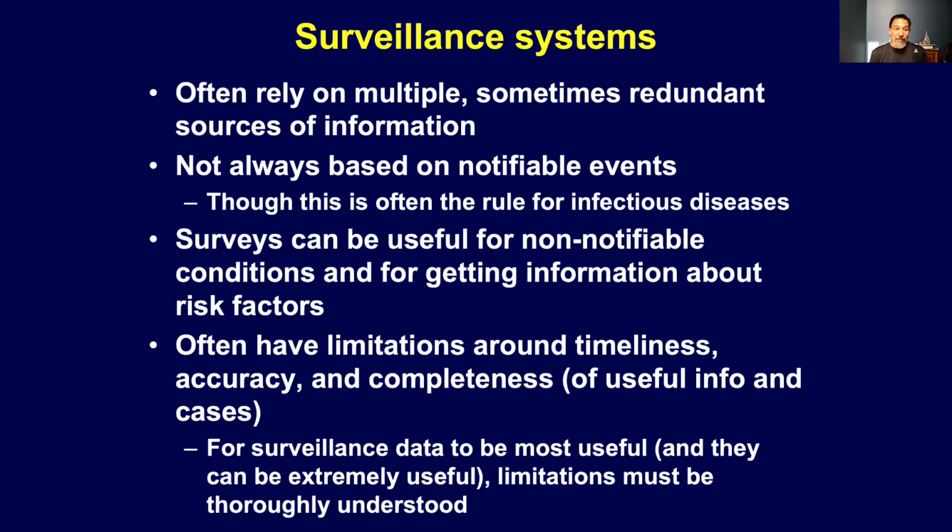But surveillance systems often have limitations around things like timeliness and completeness and accuracy. And so for these surveillance systems to be most useful, and they really can be mission critical and extremely useful to achieve public health goals, you really need to understand the limitations of every surveillance system and try to understand how those limitations may or may not hinder the achievement of the surveillance system goals and the public health goals that the surveillance system is intended to support.